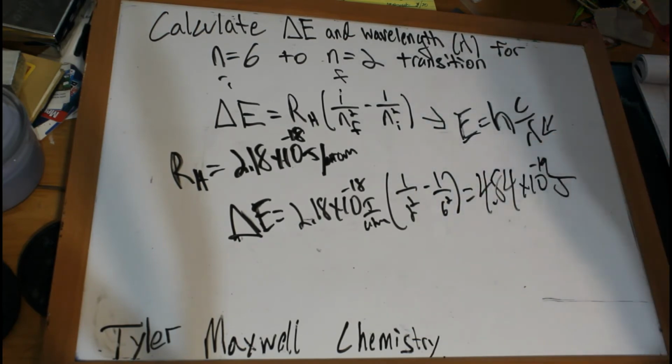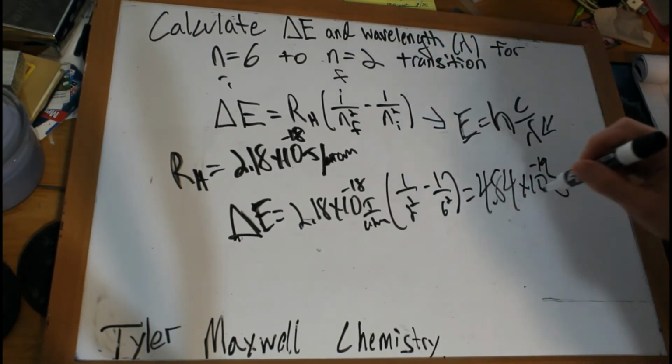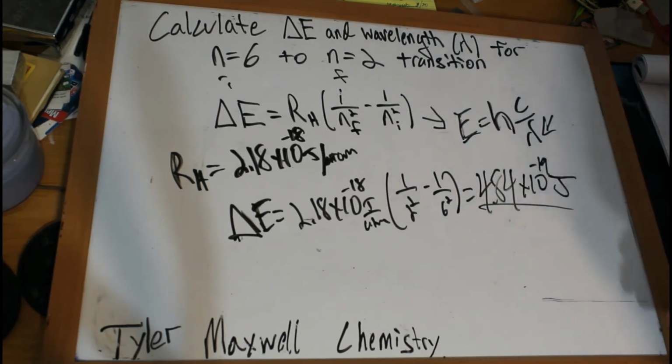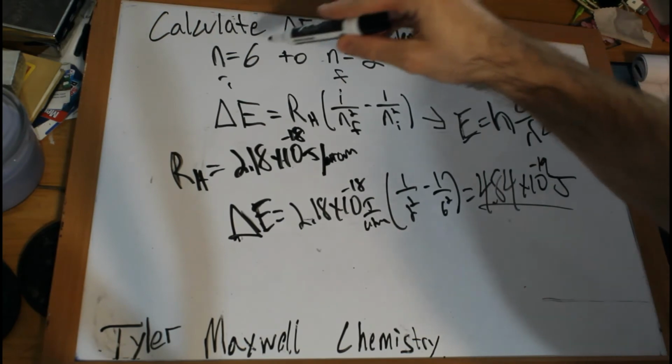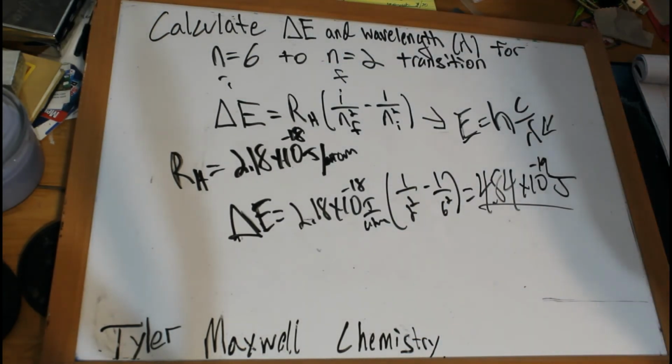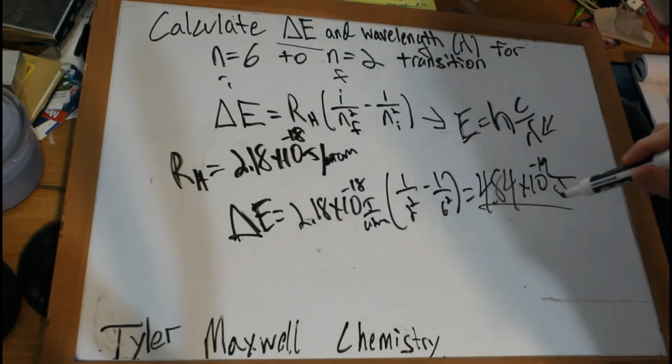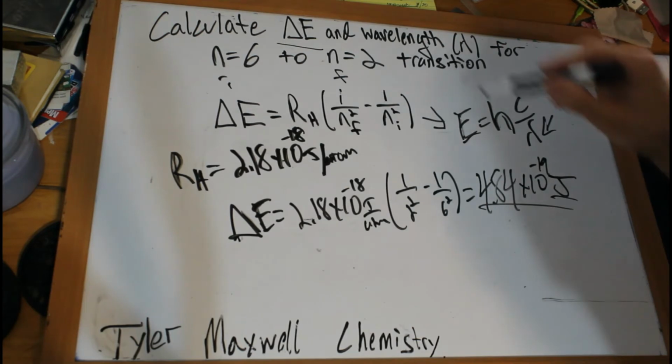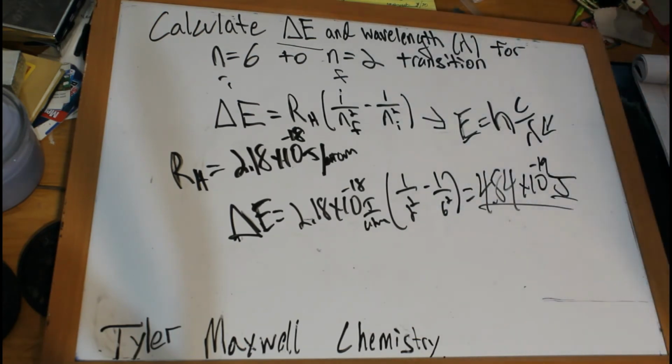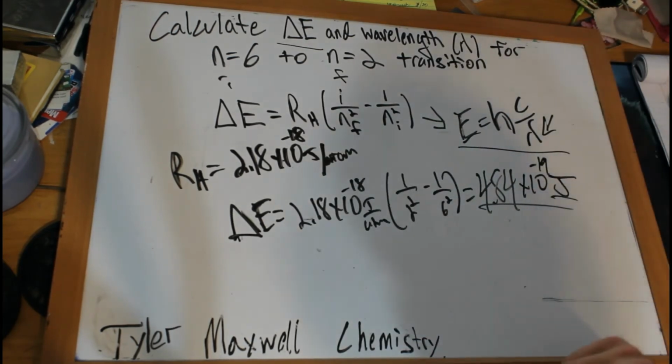You guys see that? Alright. So this is the energy of the photon that's being emitted when this electron goes from energy level 6 to energy level 2. So that's good. That's our delta E, in joules, right? Energy. But we also want to look at what is the wavelength of this photon that's emitted. So that's what we want to use our equation over here.